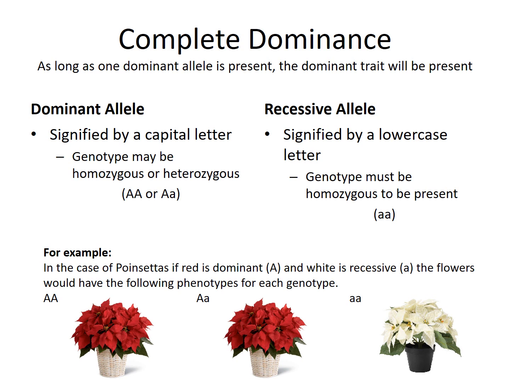And then in the last plant, you have two lowercase a's. There is no dominant allele present. Only two recessive alleles are present. Therefore, the white phenotype, physical trait, will be exhibited, resulting in the white poinsettia plant.